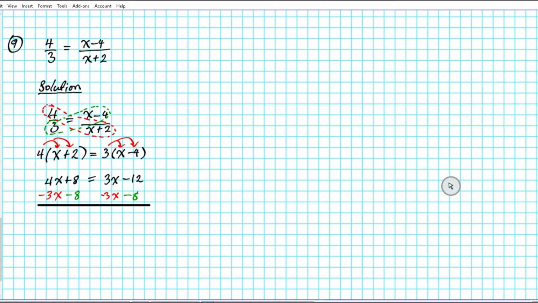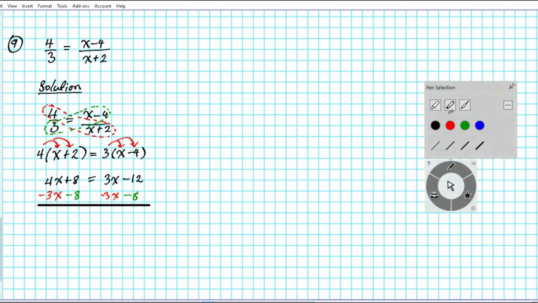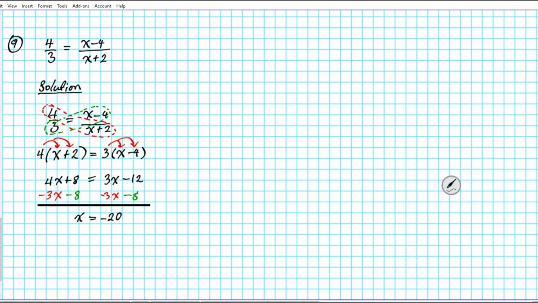So what does that give us? Looks like that's going to give us the final answer that we desire. On the left side, 4x minus 3x is just x. Negative 8 and 8 add up to 0. These two add up to 0 too. Negative 12 minus 8 is negative 20. Add and keep the sign, ladies and gentlemen. That is the answer to question number 9.